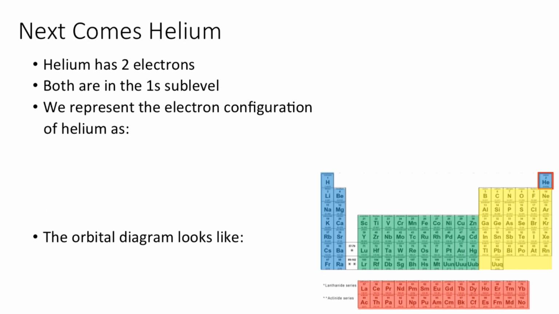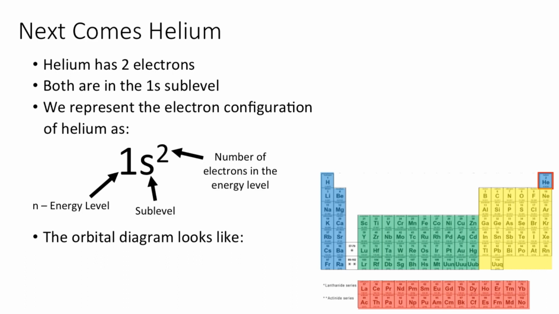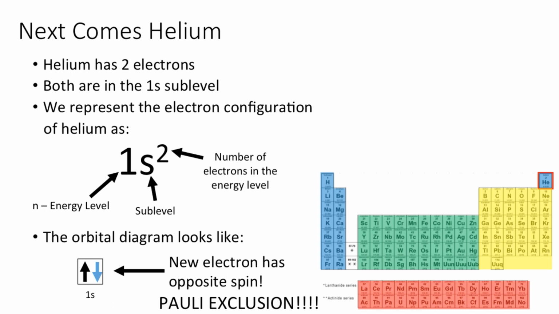Alright, so let's go ahead and build the next atom. Helium has 2 electrons, both of which are held within the 1s sublevel. For the electron configuration, we're going to write it as 1s2 in order to show the second electron within that first s sublevel. On the orbital diagram down below, notice how we've added the second electron with a downward-facing arrow, signifying that it has the opposite spin of the first electron that we added. Remember, this is the Pauli exclusion principle in action.